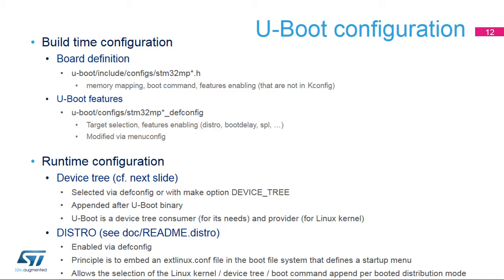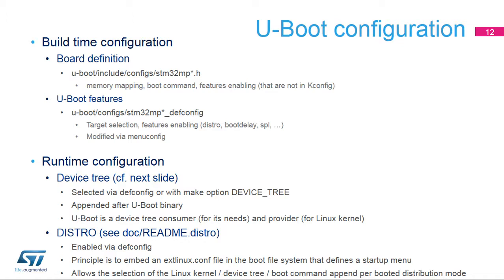At build time, it is possible to customize U-Boot, defining a board configuration file with dedicated memory mapping, boot command, etc., and using the menuconfig command to select the target and decide which features to embed, like distro, that will be explained now. At runtime, U-Boot behavior can be changed thanks to the device tree, see the previous slides, and the distro feature that allows the load of several boot configurations and shows a selection menu at boot time in the serial console, where the user can select the one he wants to use.